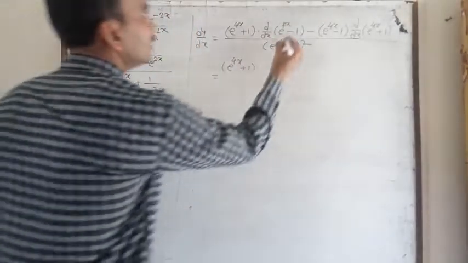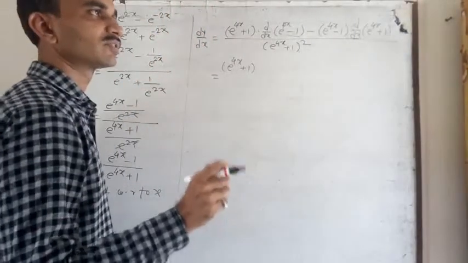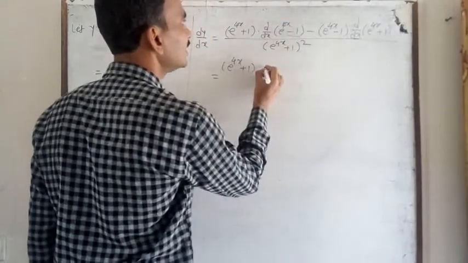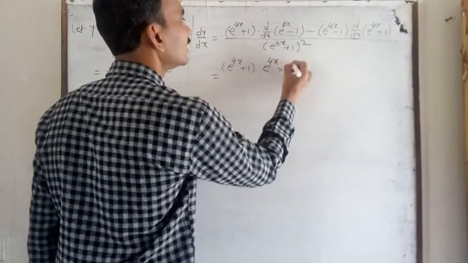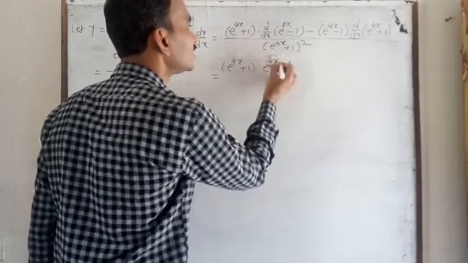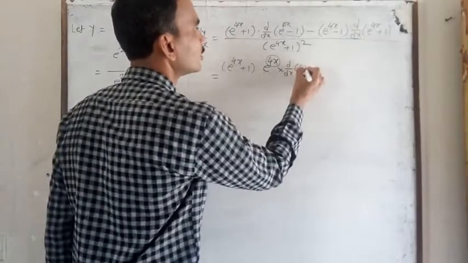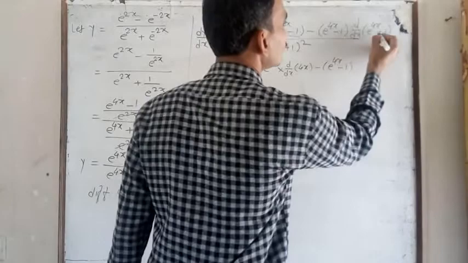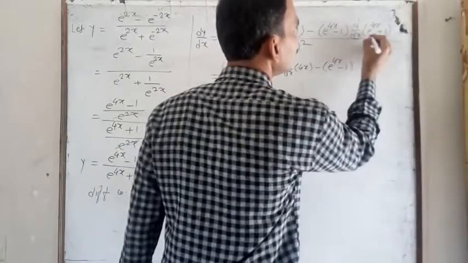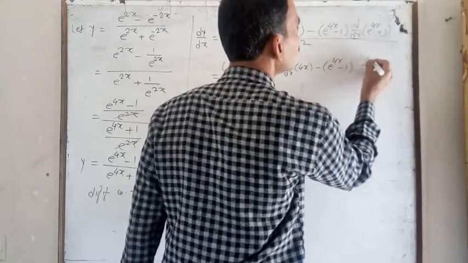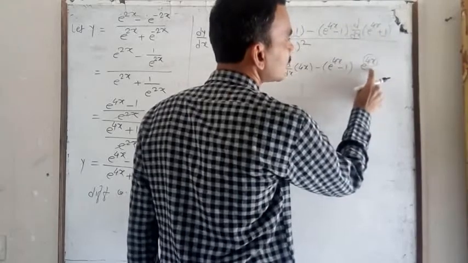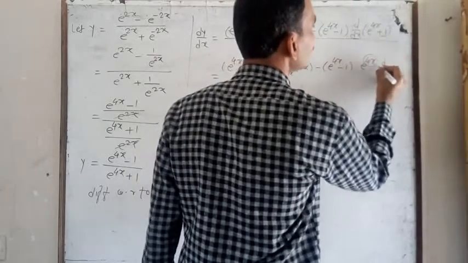Here derivative of e raised to the power 4x minus 1: derivative of minus 1 means constant term, derivative of constant term is 0, and derivative of e raised to the power 4x means e raised to the power 4x, and also we have to find derivative of 4x, means 4. Minus e raised to the power 4x minus 1. Here also derivative of plus 1 is 0 and derivative of e raised to the power 4x is e raised to the power 4x, but here there is a term in x, so d/dx of 4x.